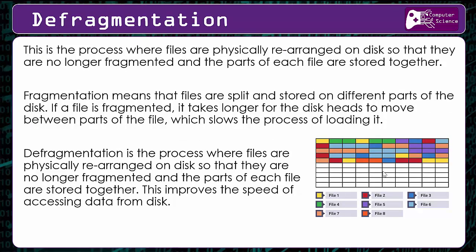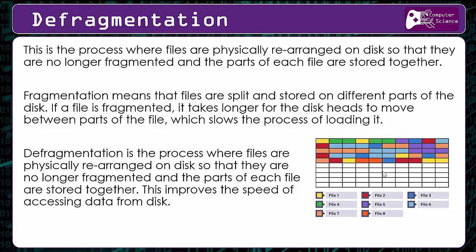Defragmentation, this is the process where files are physically rearranged on a hard disk so that they're no longer fragmented and all the parts of the file are stored together. So what that means is you may have a video file where different parts of that video are stored physically on different parts of that metal disc. And it's about moving them so that they're all back together again. The reason for that is then that the read-write head, the arm that reads the metal disc, doesn't have to keep whizzing across the other side of the disc to find the next part of the video. It's all in one place. So that means that it's going to run faster.